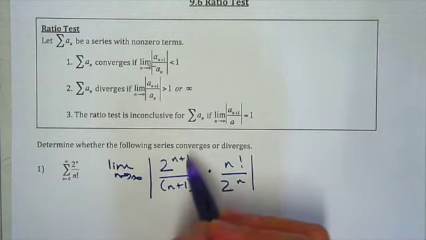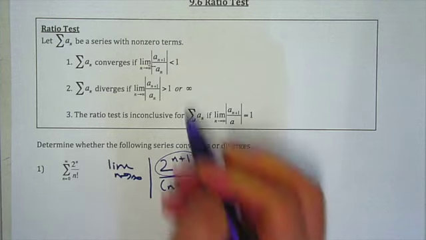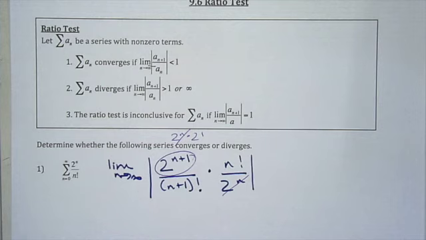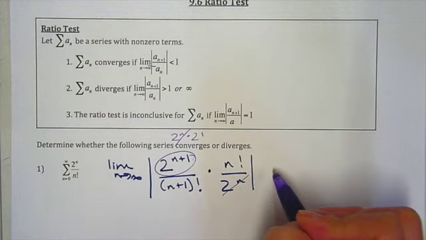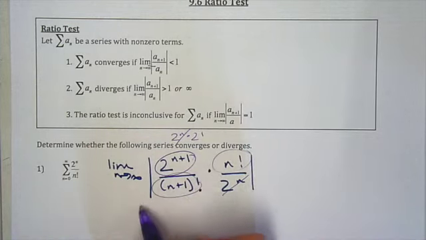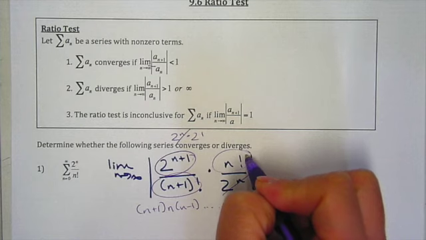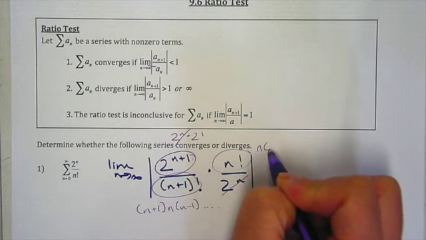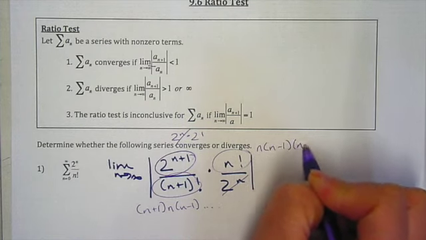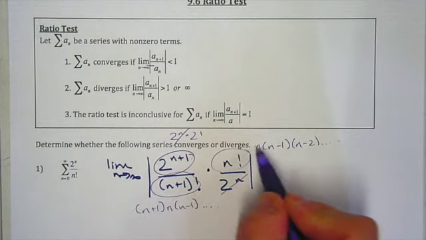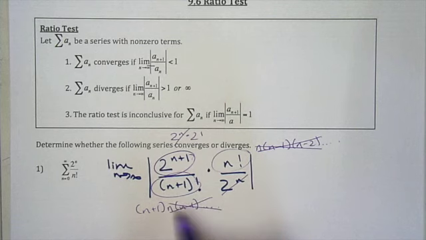So this is really 2 to the n times 2 to the first. So the 2 to the n piece will end up canceling. This is really n plus 1 times n minus 1 dot dot dot, so it goes on forever. N factorial is n times n minus 1 times n minus 2 dot dot dot, etc. So notice all the factors from n down are going to cancel on the top and the bottom.